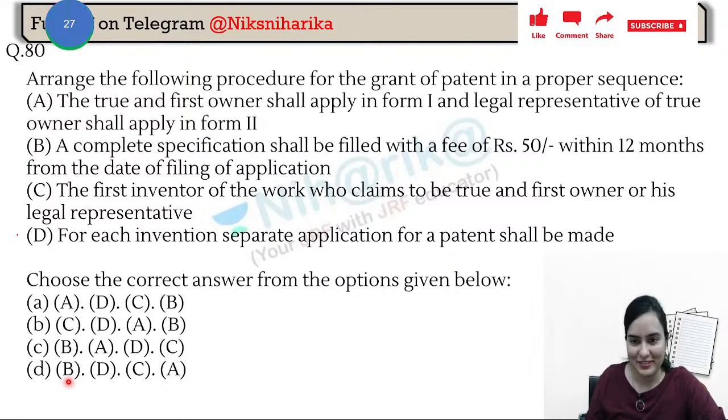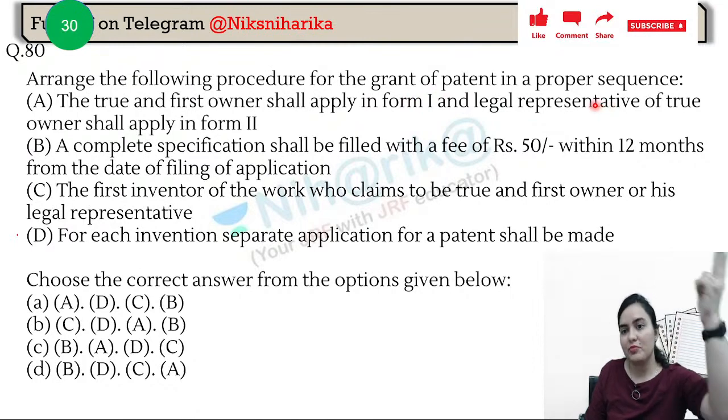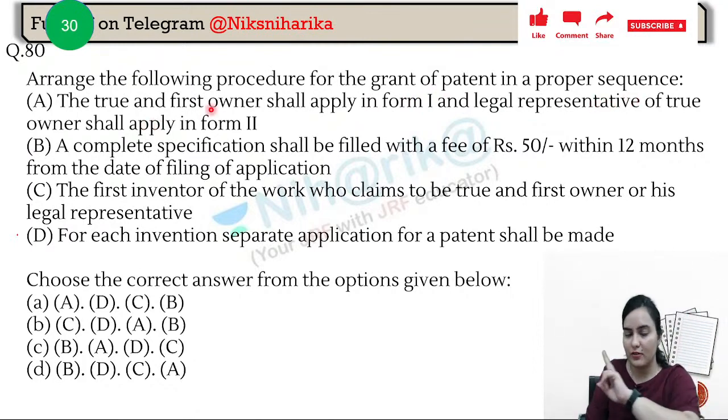What do you think? First, we'll decide who is the first inventor of the work, who claims to be true and first owner, or his legal representative. If that is decided, then for each of the inventions, a separate application for the patent shall be made. Then the true and first owner shall apply in form 1, and the legal representative of the true owner shall apply in form 2.